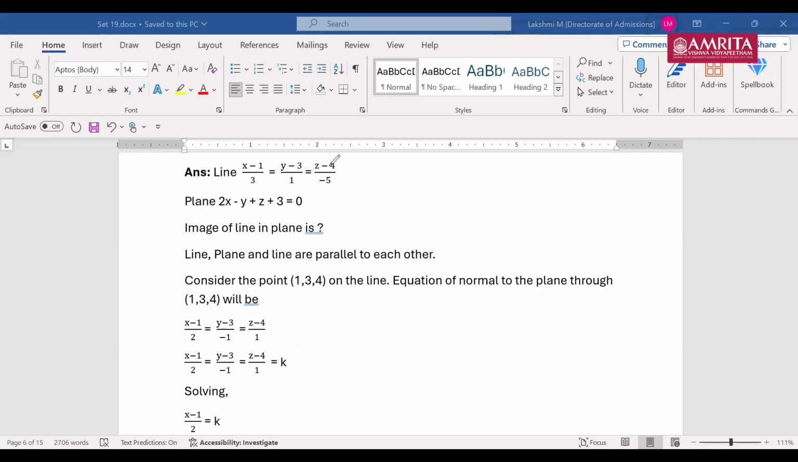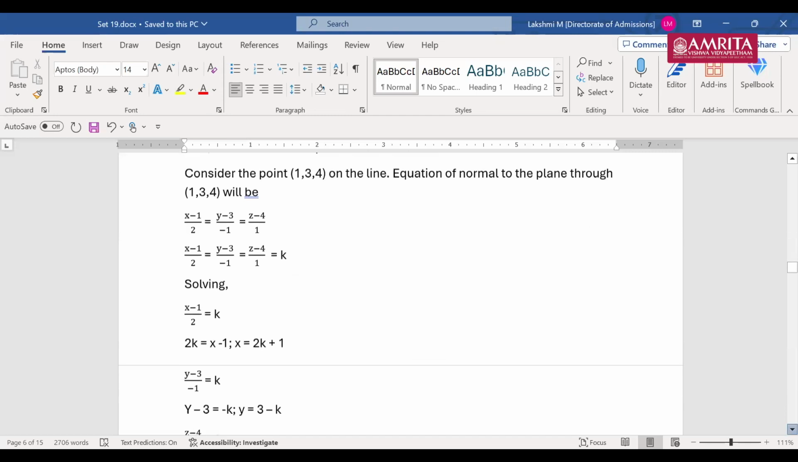And I'll be able to find out the equation of the normal to the plane through the point. So this is something like x minus 1 by 2 equal to y minus 3 by minus 1 is equal to z minus 4 by 1. Because I have here 2, minus 1 and 1. So if I'm assuming it as k, I'll be able to just find the values initially. So yes, just have a look at it.